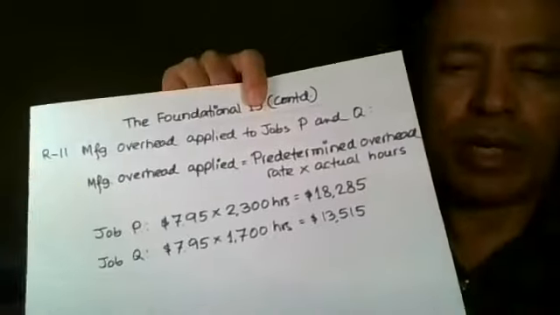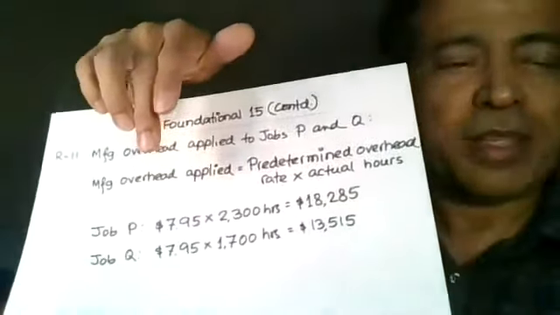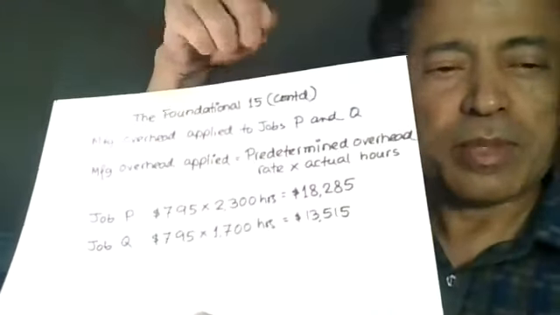All right, so that's number 10. Number 11 is manufacturing overhead applied to projects P and Q, jobs P and Q. So this time P's hours times 7.95.